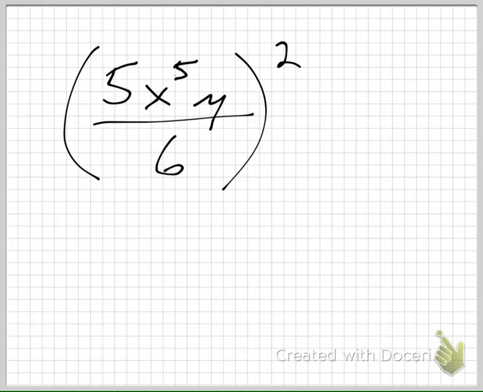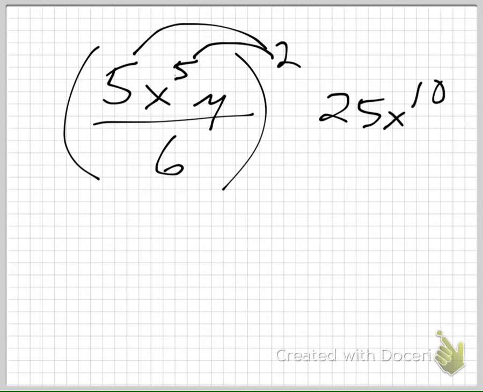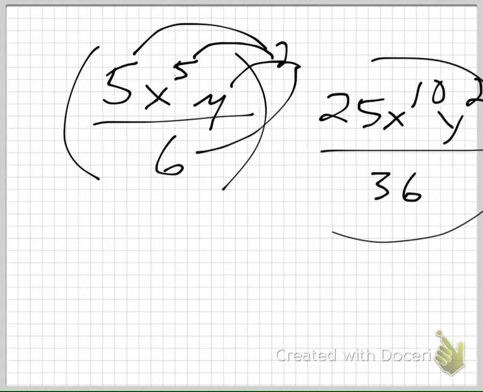It's almost like you distribute that squared to everything. 5 squared is 25. x to the 5th squared is x to the 10th. Y squared is y squared. 6 squared is 36, and we're done. How many of you have 25 x to the 10th y squared over 36? Good. Okay.